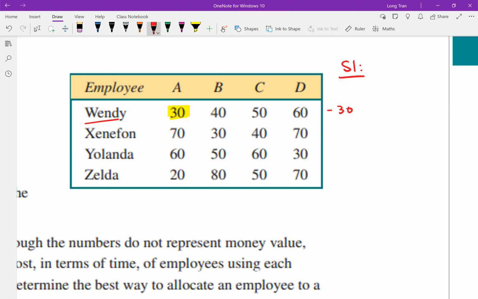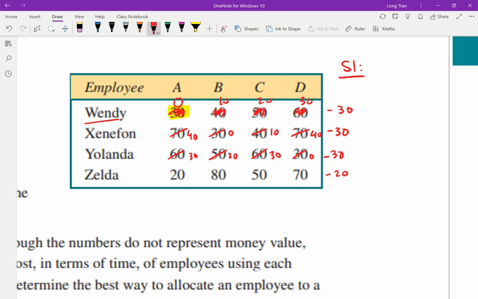So that now changes this to 0, changes this to 10, changes this to 20, changes this to 30. Then you do the same for Xenophon, Yolanda, and Zelda. So that's step 1. Step 1 is just minusing the best time that they can get. So right now, if I minus the next one, it's again 30. This is now 0, this is now 40, this is now 10, this is now 40, and the next one is again minus 30, this is 0, this is 30, this is 20, this is 30, and then finally the last one I'm minusing 20.